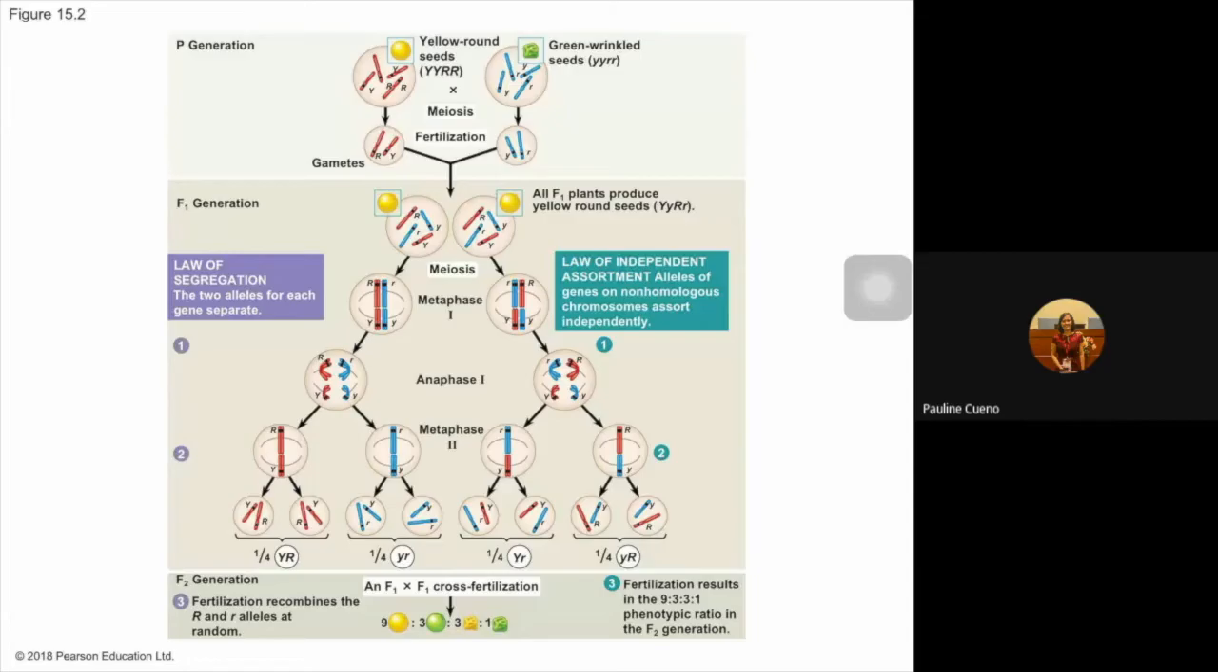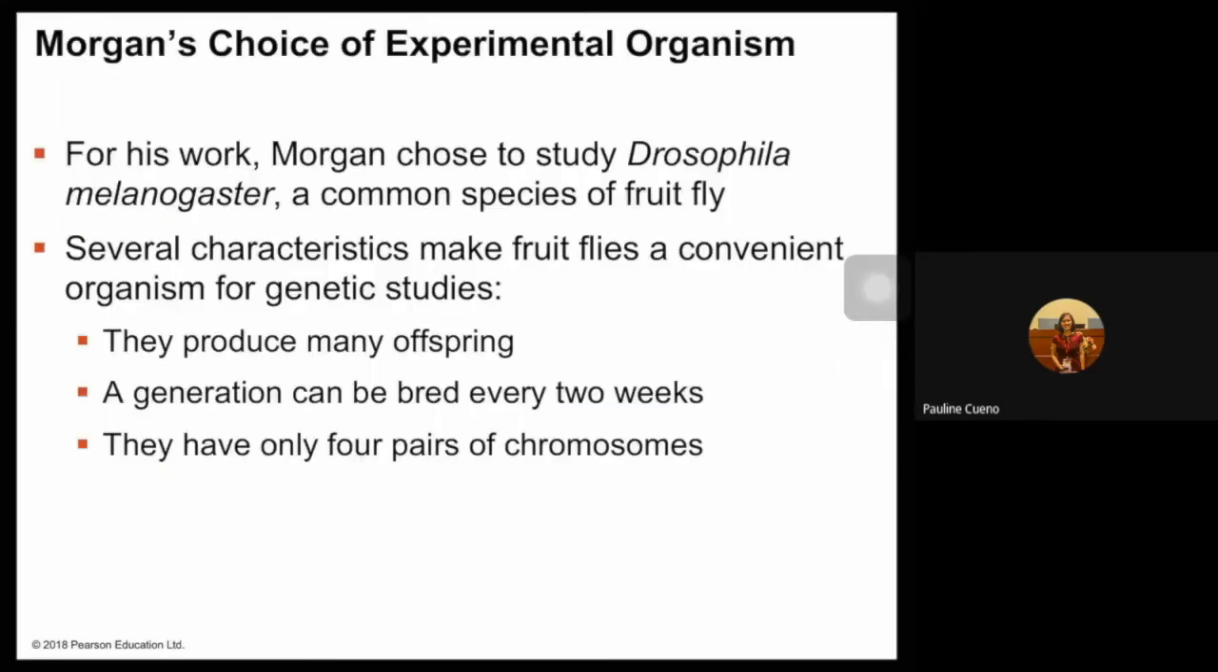So for the law of independent assortment, alleles of genes on non-homologous chromosome assort independently. So if you will also observe in the meiotic cell division, the segregation of one allele or one homolog will not affect the segregation of another non-homolog chromosome or non-homologous chromosome. And then after Mendel, so di ba sabi ko sa inyo last time, after Mendel, meron pang experiment for non-Mendelian genetics, and there is also a follow-up experiment conducted by Thomas Morgan.